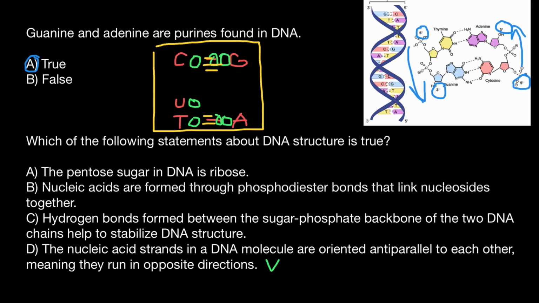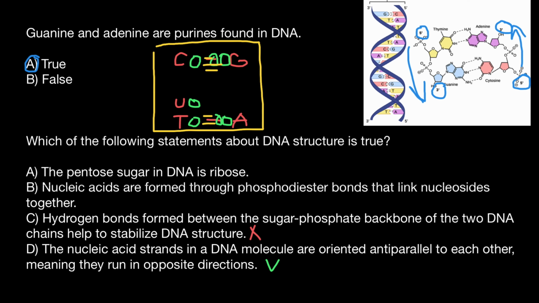Next statement C: hydrogen bonds formed between the sugar-phosphate backbones of the two DNA chains help to stabilize DNA structure. Here is the sugar-phosphate group, which makes the sugar-phosphate backbone of one strand and the sugar-phosphate backbone of the other strand. But two strands of the DNA are held together due to hydrogen bonding between bases and not between the sugar-phosphate backbone. So this is a wrong statement.